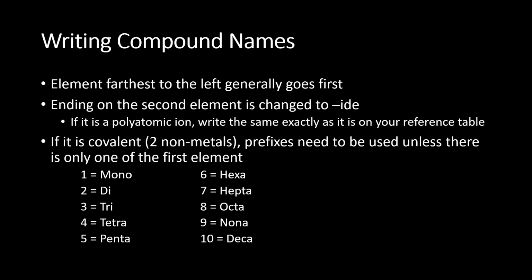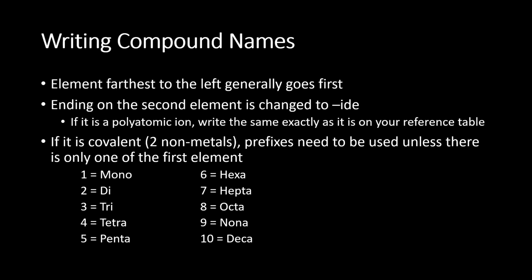When we are dealing with covalent compounds, those can form more than one type of molecule. So they need to have prefixes on them in order to tell us which molecule it is that we're dealing with, because carbon monoxide and carbon dioxide are very different things, but they are both combinations of carbon and oxygen. So with those, the prefixes for 1 through 10 are listed on the screen for you.